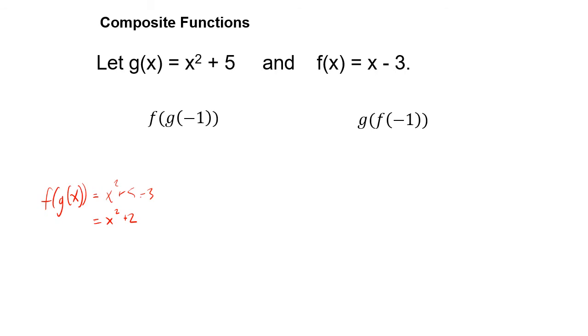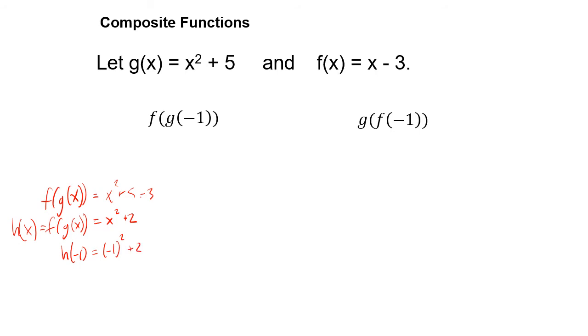So if I want to know what f of g of negative 1 is, now that I have f of g of x, let's say this is h of x, then I could say, okay, what's h of negative 1, basically, right? Because this is already the composite function, so I'm looking for negative 1 quantity squared plus 2.